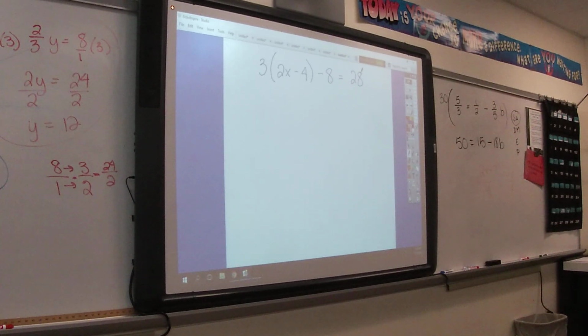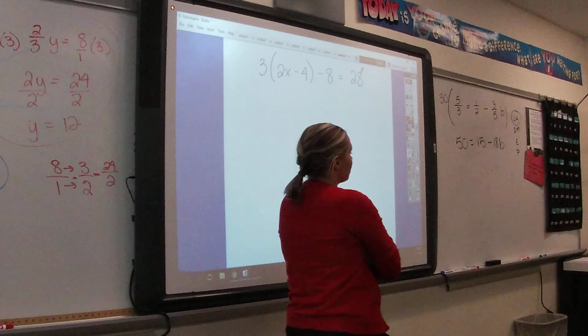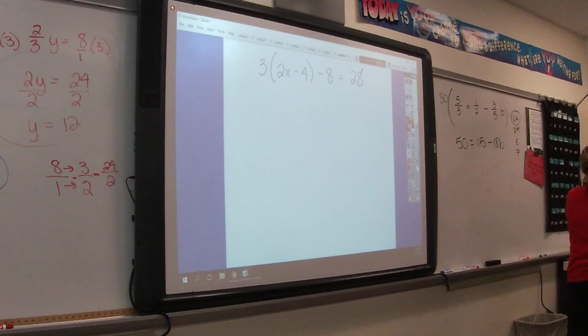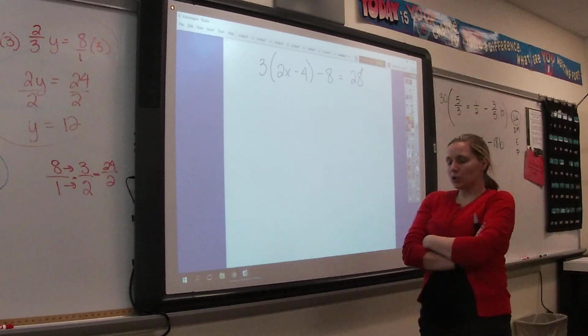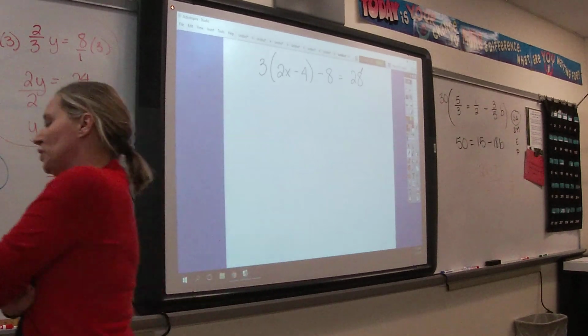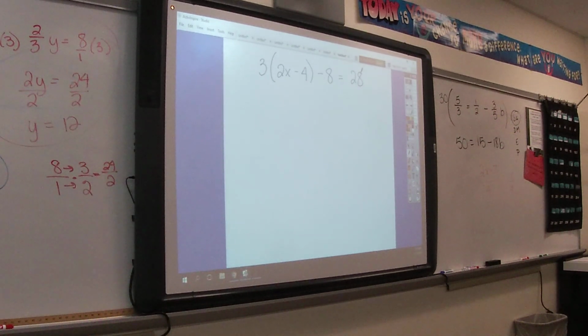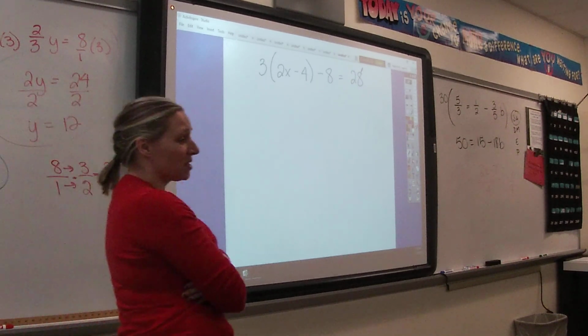3 times (2x minus 4) minus 8 equals 28. Okay, so two choices. Option number 1, you've solved equations a lot, you feel comfortable with it, you just start solving because there's this piece that just tells you what to do. You've done it enough, you just recognize it. Option 2, I'm not so comfortable with an equation, maybe there's a lot of stuff going on. I need to break it down step by step.